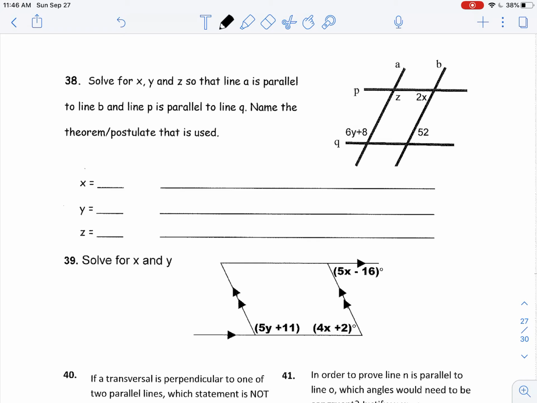In this video, we're going to continue our review of Unit 3. This is the Unit 3 review part 2. We're going to be working with some algebra today. So we're going to solve for x, y, and z so that line A is parallel to line B, and line P is parallel to line Q, and then name the theorem or postulate that's used.